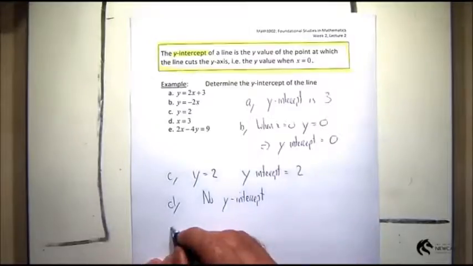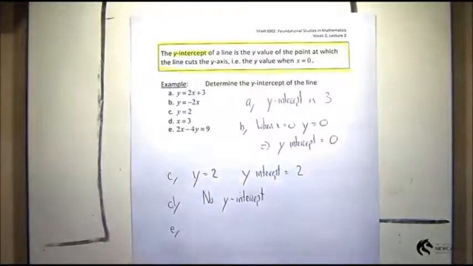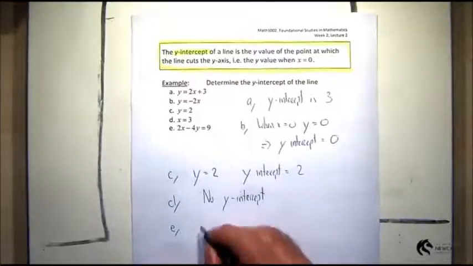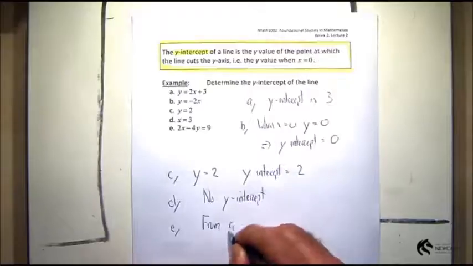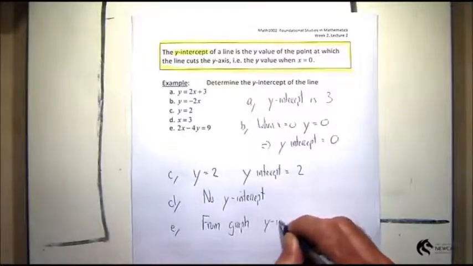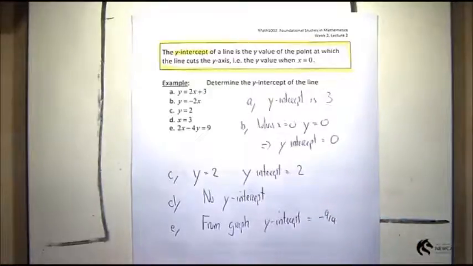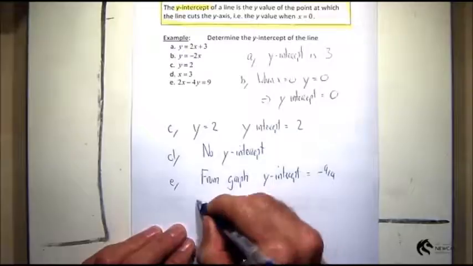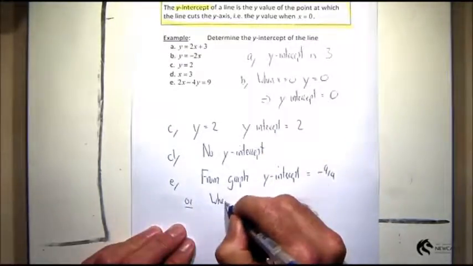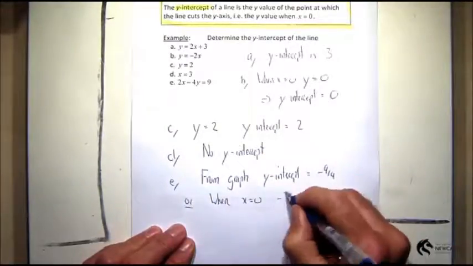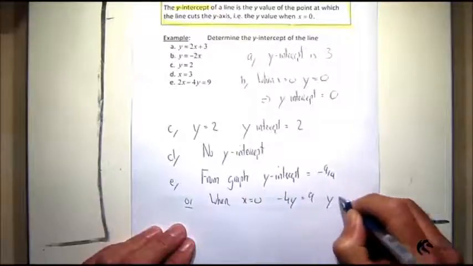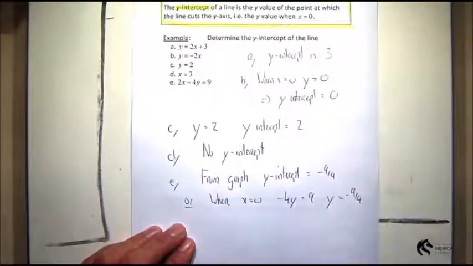And E, well, we could look. We have it sitting there. It's minus 9 on 4. So from the graph, I could say the y-intercept is equal to minus 9 on 4. Or I could say, when x is equal to 0, I have minus 4y equals 9, therefore y is equal to minus 9 on 4. That would give me the y-intercept.